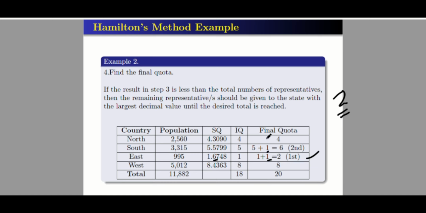So the last remaining seat should be given to the south. So we have 5 plus 1 equals 6. Now we add 4 plus 6 is 10, plus 2 is 12, plus 8 is 20. So this should be the final distribution of the 20 seats. North must have 4 seats, south must have 6 seats, east must have 2 seats, and west must have 8 seats.